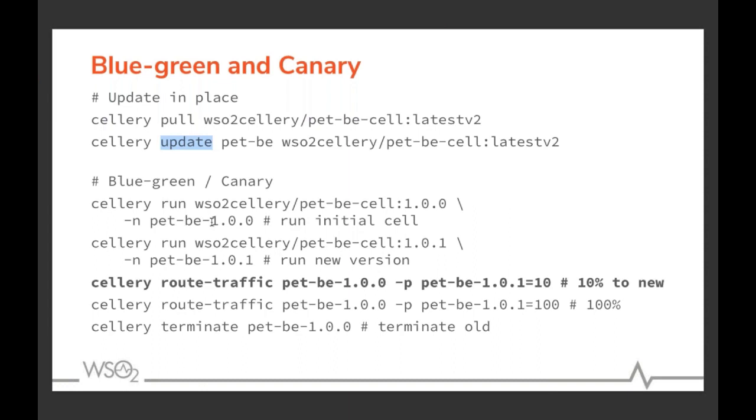So effectively, I'm running my backend cell 1.0.0, and then I start 1.0.1 up. And then I say, actually, I want to route traffic that was going to the backend 1.0.0 to the 1.0.1. And I want to basically send 10% of traffic to it. So that's a canary deployment. I'm trying out 10% of traffic on the updated version to see how it performs. And then I can transfer all the traffic over. And that's effectively a blue-green deployment. Now I've moved from blue to green. And then I can terminate the old one.